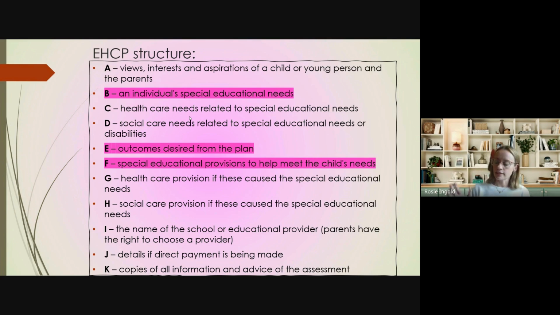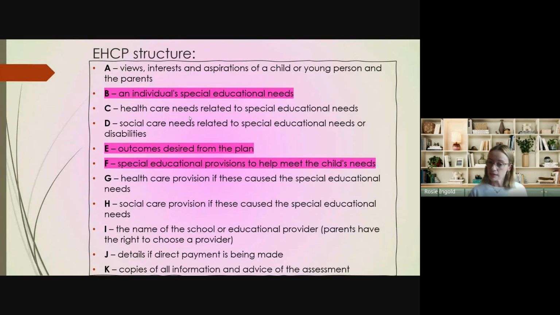And you can see that the other sections relate to the other elements of the EHCPs. There's health, social care, and also the information about payment and who's going to be involved. But these are really the key elements. If you are a tutor, B, E, and F are the sections that you want to be looking at and highlighting because they're going to be specifically relevant to you. The other areas are important, and it is important to read the whole document.